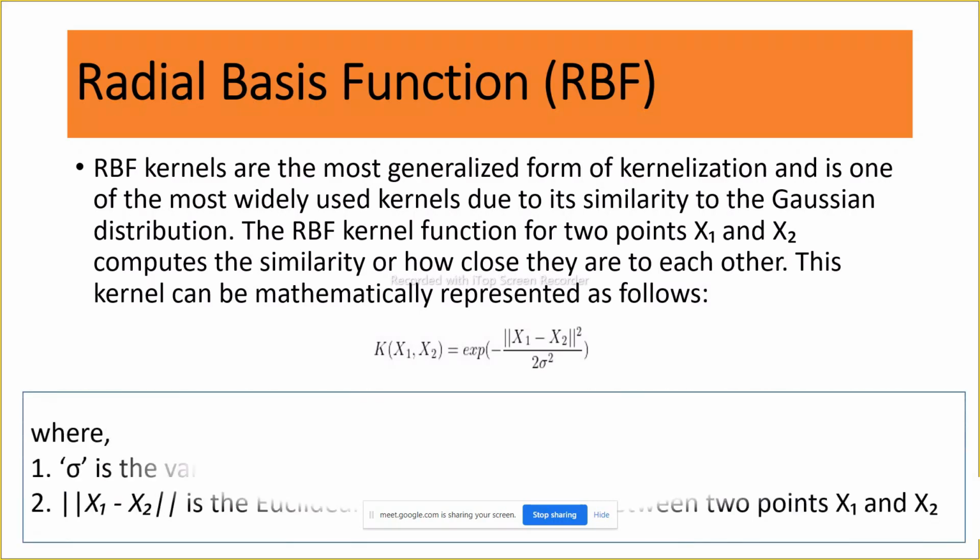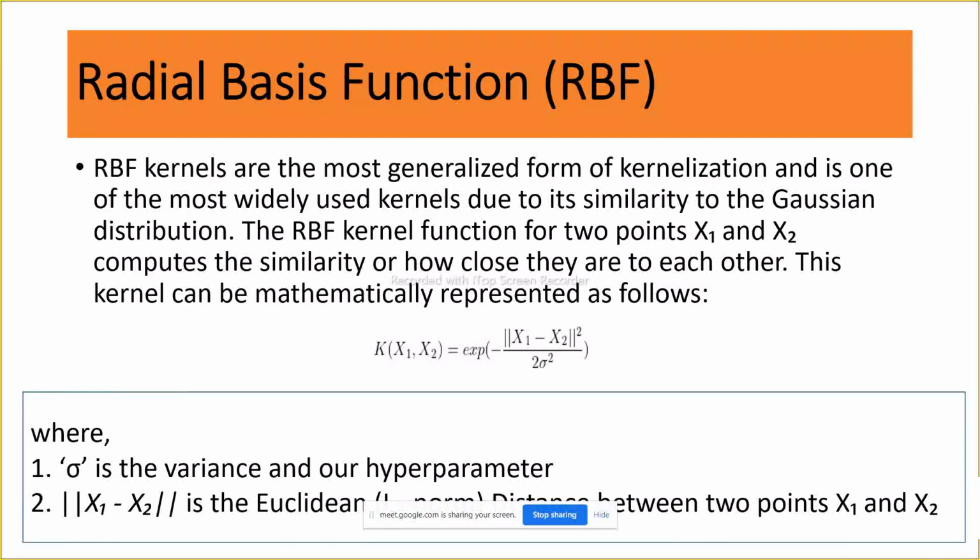Here you can see sigma is the variance and our hyperparameter. Also, this is the modulus of x1 minus x2, which is the Euclidean distance between the two points. So basically we can use the RBF, or radial basis function, and we also try to make the land use and land cover classification map.